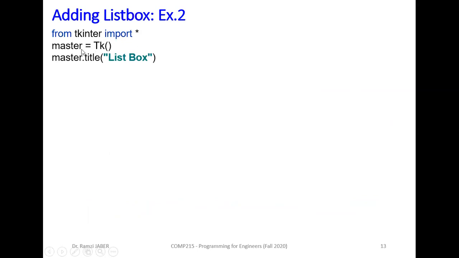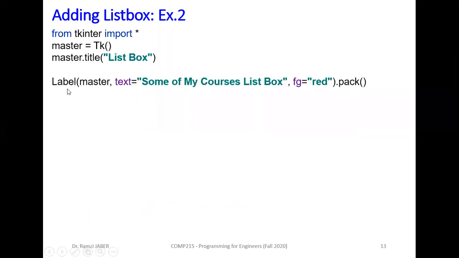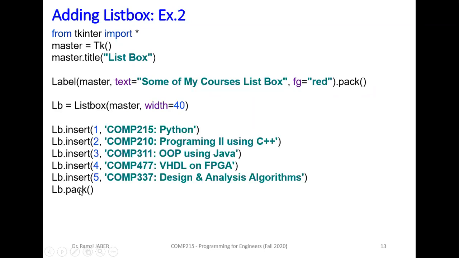From tkinter import star. master equal tk, master dot title equal list box. Now we create a label inside the master. Text: some of my courses list box, red color, dot pack in the middle. lb equal list box inside the master and width equal 40 characters, not 40 pixels, 40 characters.